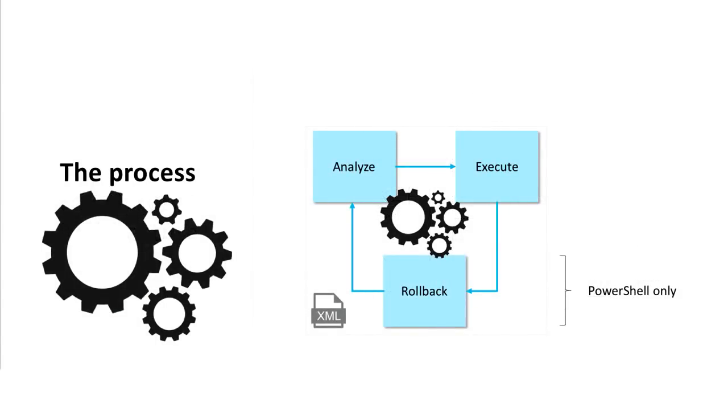Now, when you are using Optimizer, Optimizer can run in three different modes. First mode is Analyze, which is read-only access. We just analyze the operating system and give you recommendations on what you should change. Second one is Execute, where we make those changes for you. The last one, and it's available only from PowerShell, is the rollback.